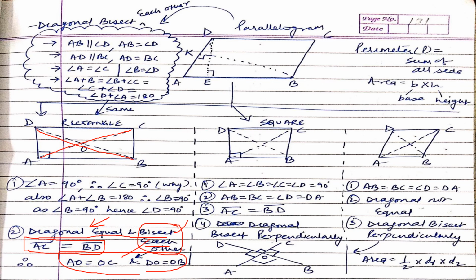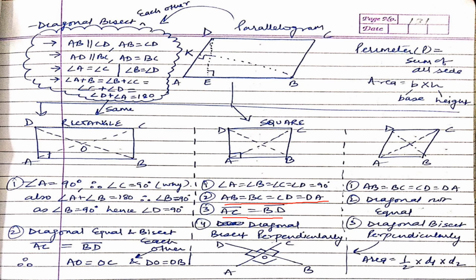Now let's see the second child of this parent. The second child of the parent is the square. Square, I have told you, has one angle 90 degrees and all sides equal. So if one angle is 90 degrees, the others will also be 90. This we have proved already in the case of the rectangle. Second thing, all sides are equal as I've told you. Third thing, diagonals are also equal. So AC equal to BD.